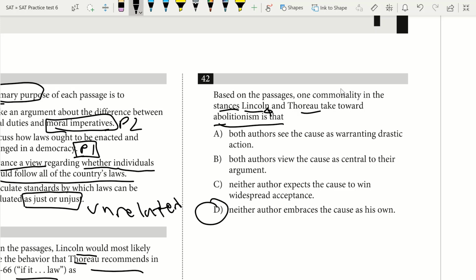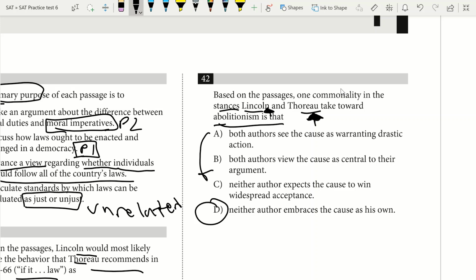Lincoln uses that as an example in his argument, and then Thoreau touches on it, saying that he doesn't have a problem with abolitionists because he views it not necessarily as an unjust law himself, but he agrees that if you view something as an unjust law, that you should go ahead and break it. So that's really Thoreau's argument there. Lincoln and Thoreau, neither one taking that cause as their own.